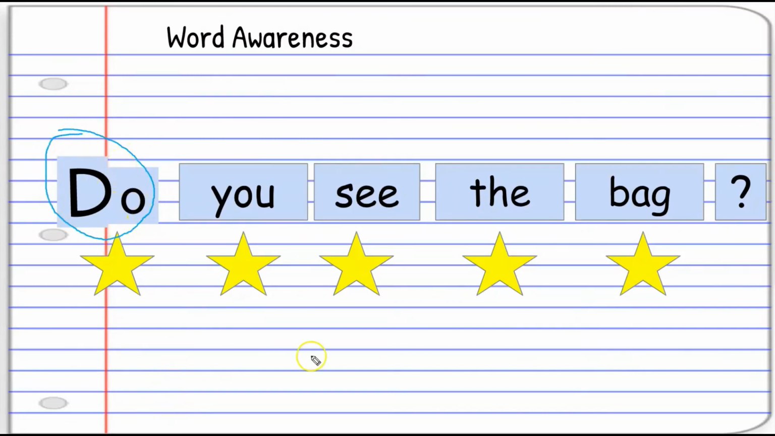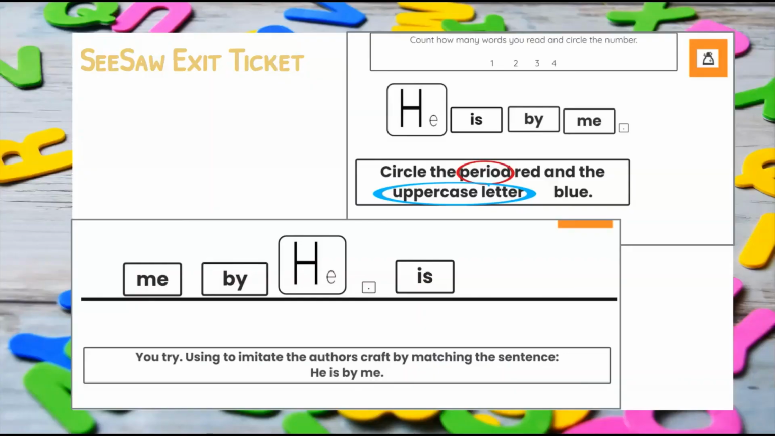This do looks a little different than the do that we're practicing. However, it's still the same word do. It just has a capital D because we start sentences with a capital letter. Wow, that was great. We learned all about a question mark today.